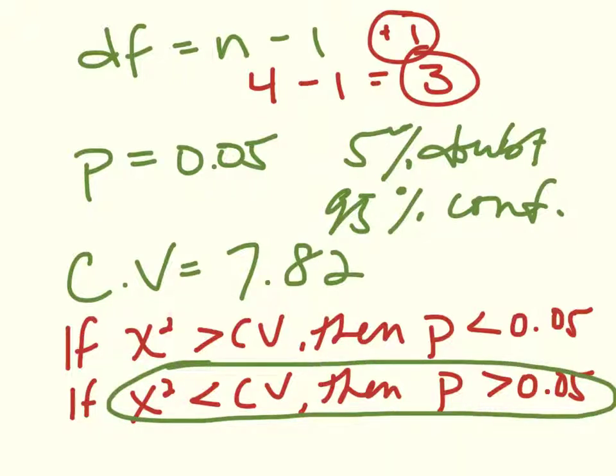The chi-square value of 2.13 is less than our critical value of 7.82. Therefore, our p-value is greater than 0.05. And when I ask you to estimate your p-value, I'm looking for a statement that is an inequality, something like this: compared to our threshold of 0.05, our p-value is greater than that.